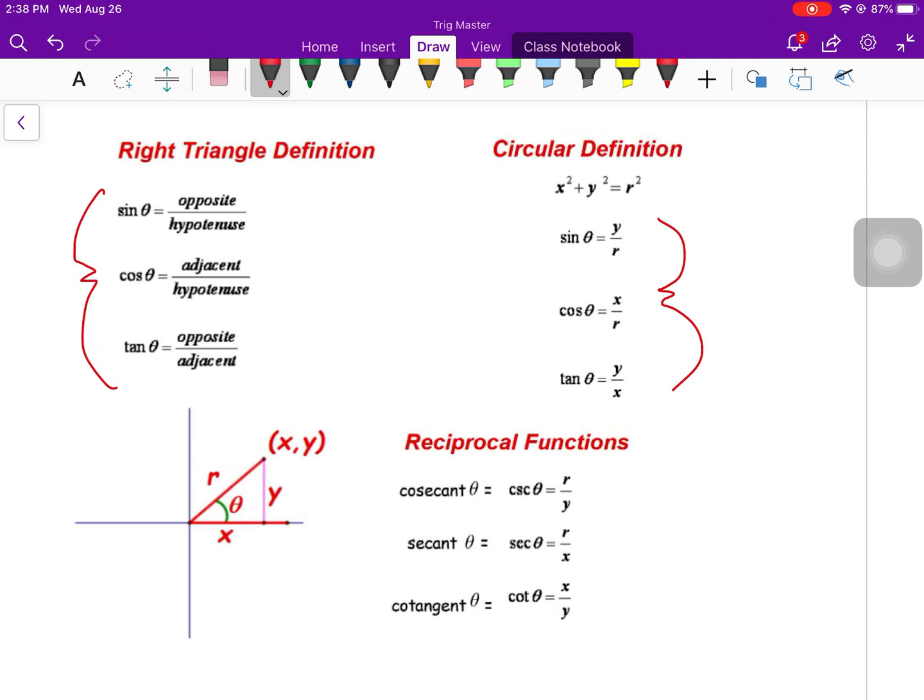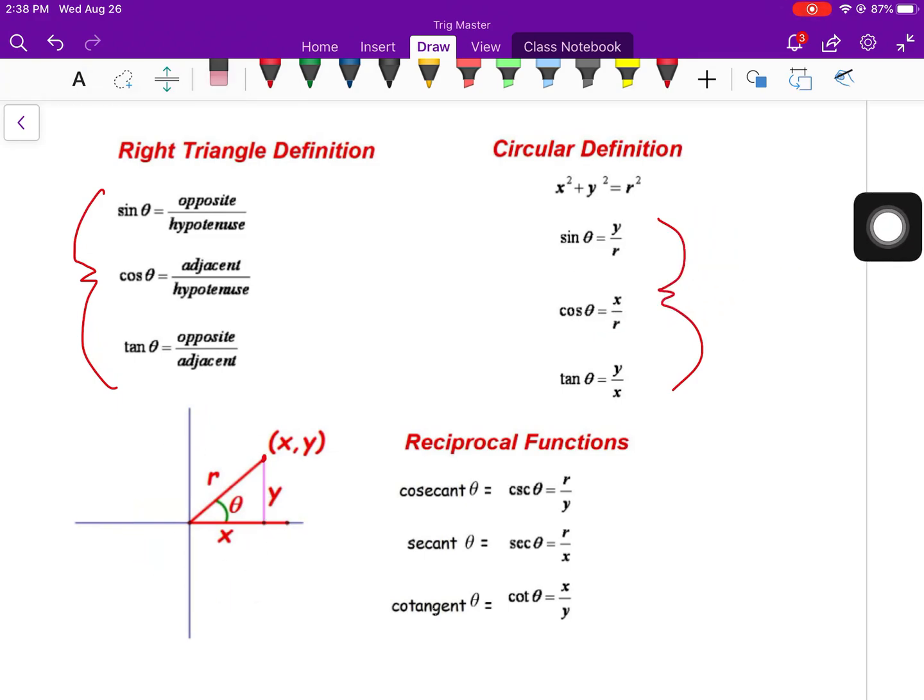All right, we're going to have to draw a triangle to see where we get these circular definitions from. So what's happening is this point x, y is somehow going around in a circle that way. Okay, and as it changes, your radius stays the same. Your x and your y values are going to be changing, all right? So this is a ratio comparing those two things.